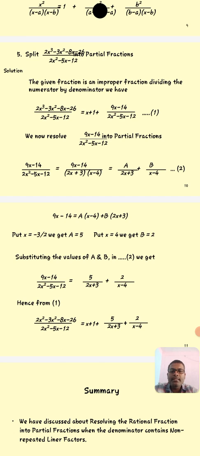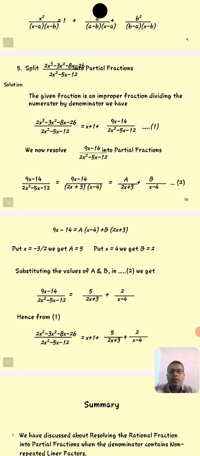Actually an improper fraction was given, so we have to convert it into a proper fraction, and after that resolve it into partial fractions. We see here 9x minus 14 divided by, in the denominator part we have to find the factors. We get (2x plus 3) into (x minus 4).